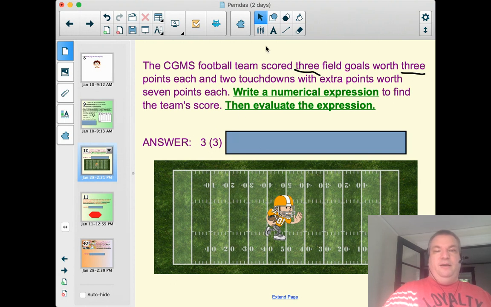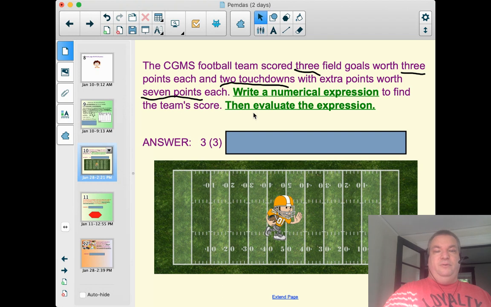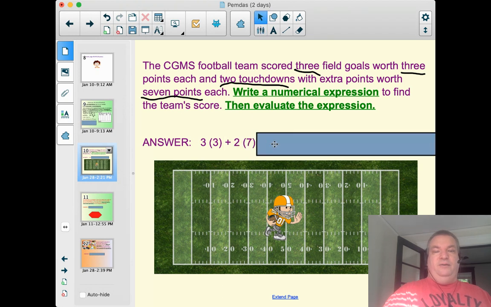All right, looking forward, it's not just field goals. We also had touchdowns. Touchdowns are worth 7 points if you get the extra point with them. So we're scoring 7 points throughout the game, and I have to figure out how many times that happened. It looks like it happened twice. So I scored 7 points 2 times. 7 2 times is 7 times 2, and that would add on to the points I got from field goals.